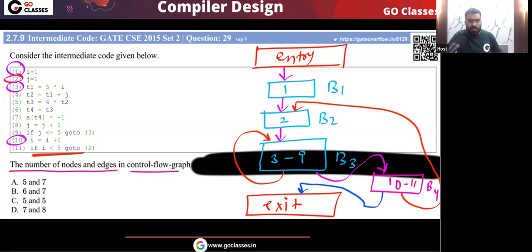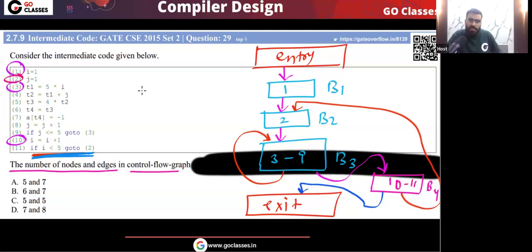Okay, tell me one more thing. In this program, can I go to the exit node from any other instruction? No, I cannot, because, for example, from this instruction I cannot exit. Why? From this instruction, either I will go to instruction number 3 or I will go to instruction number 10. Yes or no? So you can easily see in this code that only from this instruction can I exit.